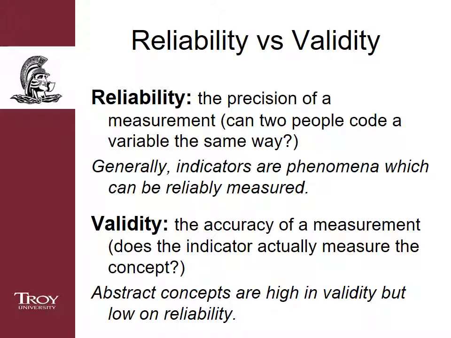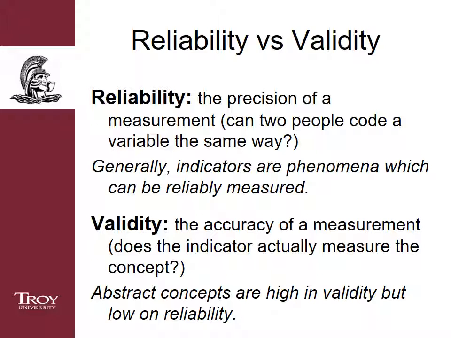At the end of the day, though, we're going to have two issues as we go through this process. We've got reliability and validity, and I know that this has been discussed before, but let's double down on it a bit. Reliability is the precision of a measurement. Can two people code a variable the same way, right?